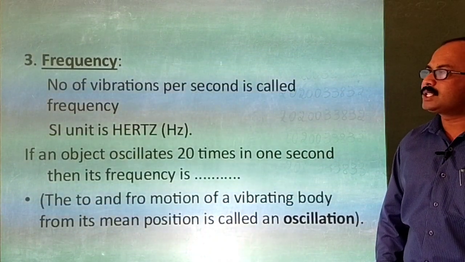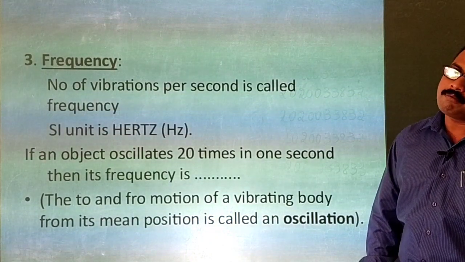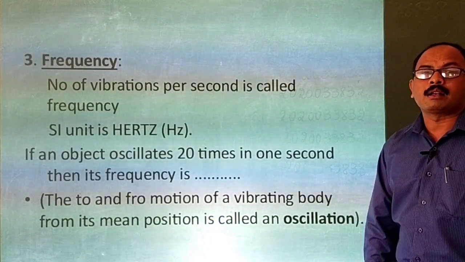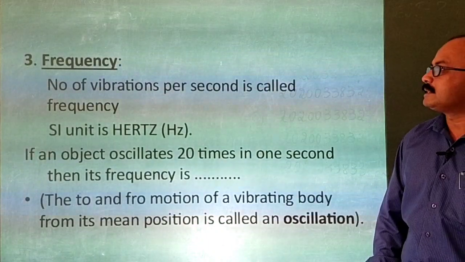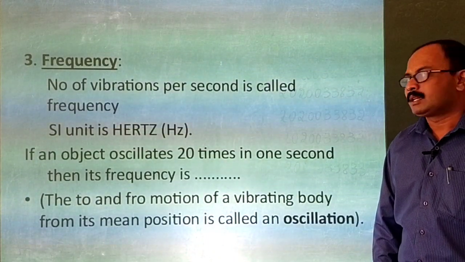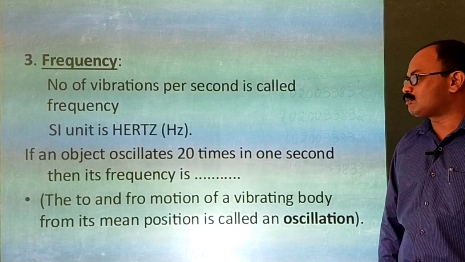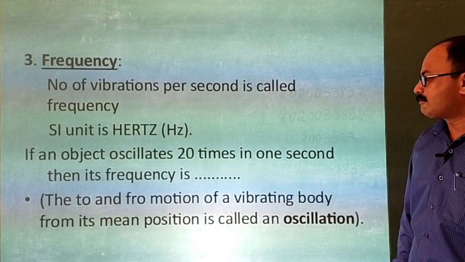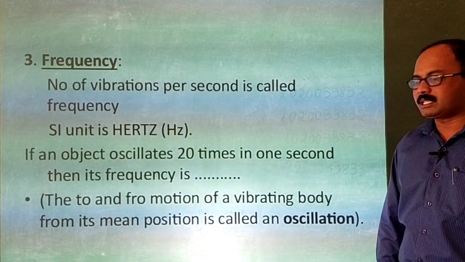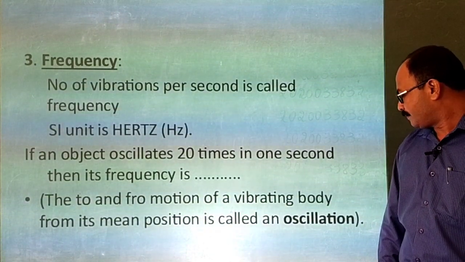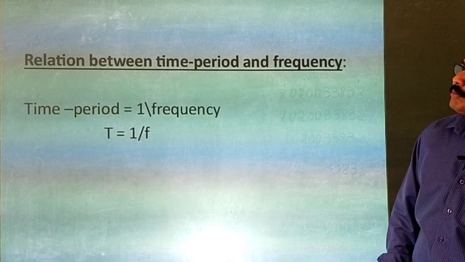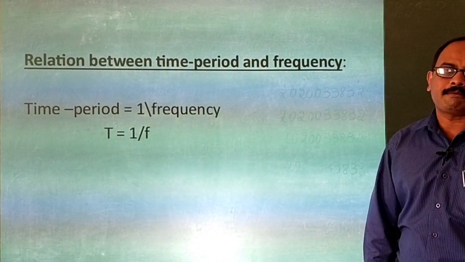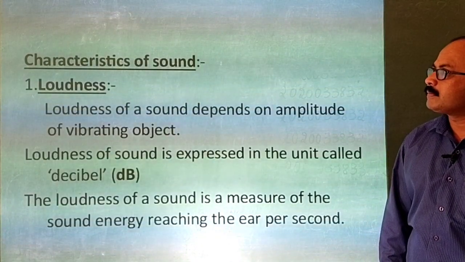Then we see frequency: the number of vibrations per second, or number of oscillations per second, or number of wave cycles per second. We say it is frequency. If an object oscillates 20 times in 1 second, its frequency is 20 Hertz. The to and fro motion of a vibrating body from its mean position is called oscillation. The relation between time period and frequency: time period is equal to 1 by F, 1 by frequency, children.